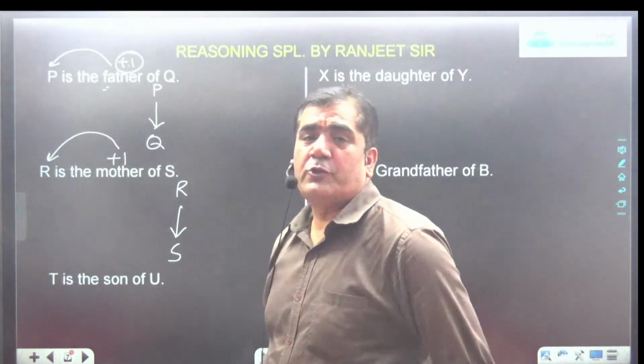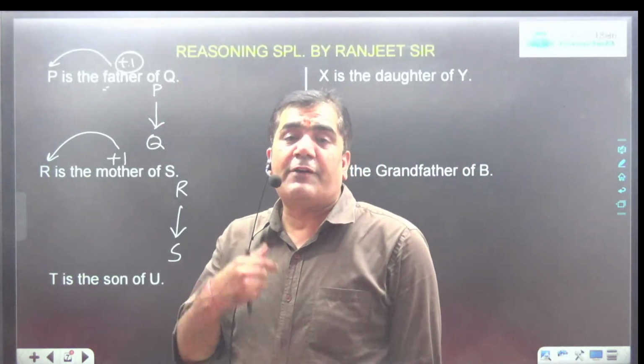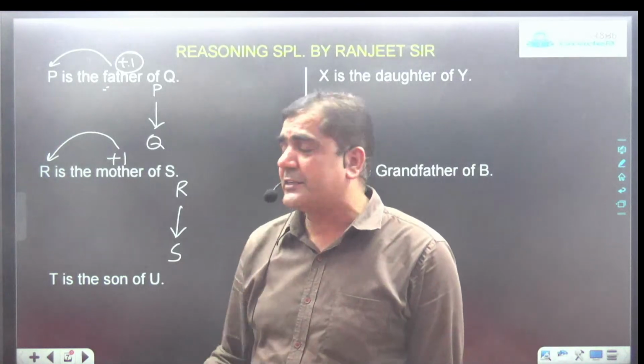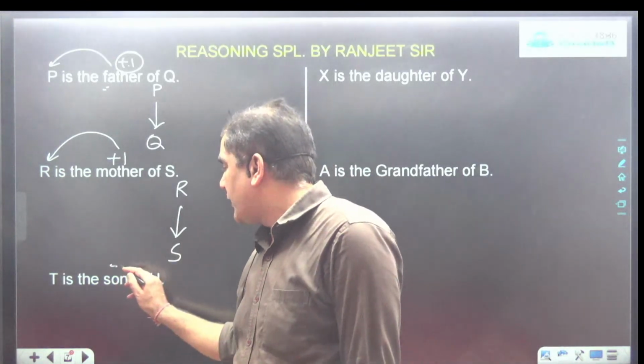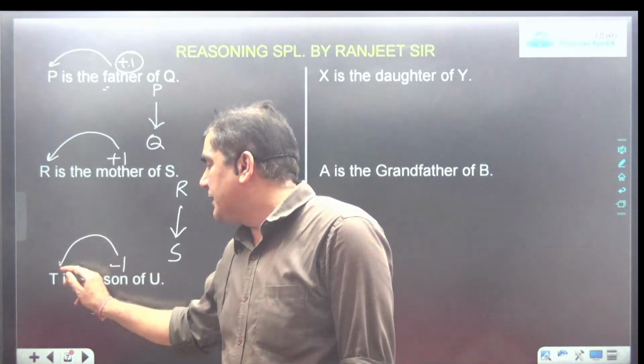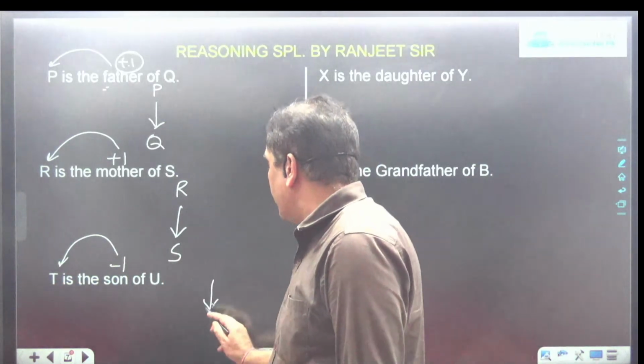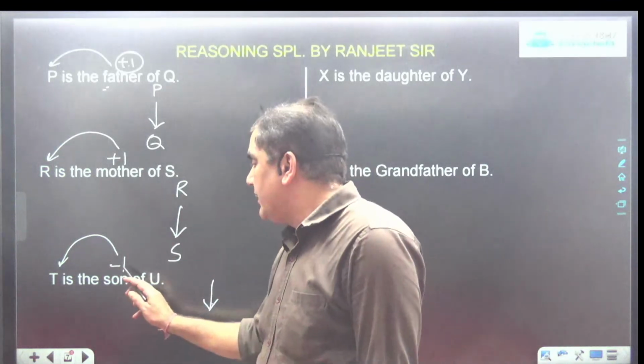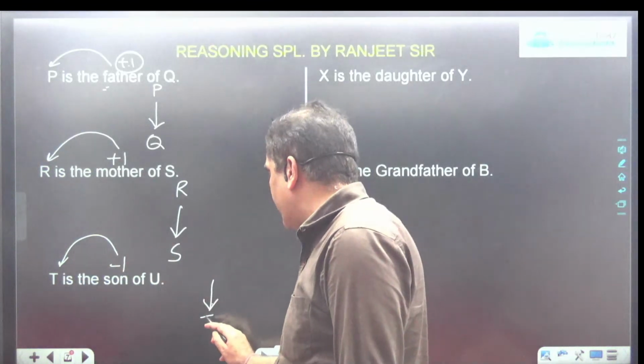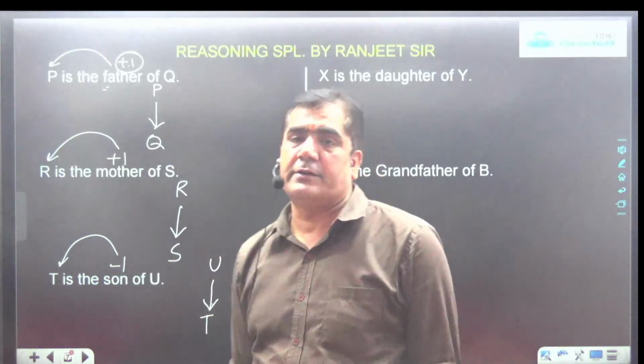Next one. T is the son of you. Son will become after my generation. Son always stands for -1. -1 stands for whom? T. 1 stands for 1 arrow. Minus means below. So who will be below? T. So T is going to come over here and you will be over here.